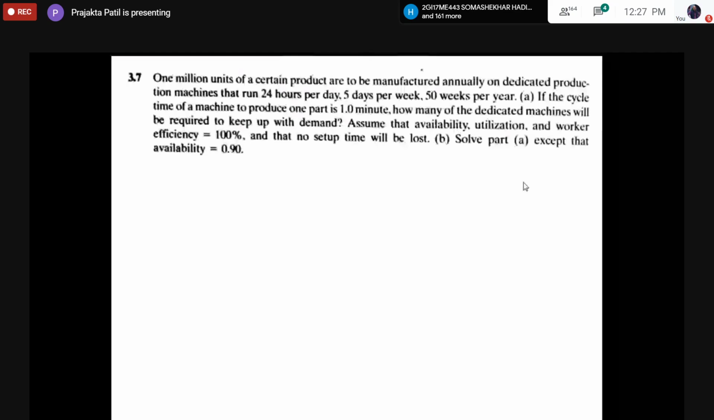So this is given. You don't have to find manufacturing lead time, you don't have to find the other thing. It's a simple problem wherein you just have to tell how many machines will be required in order to keep up the demand. And the second part, you have to find the same with availability as 90%. So this is what is given.